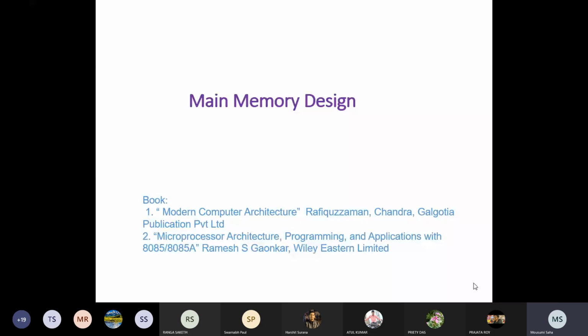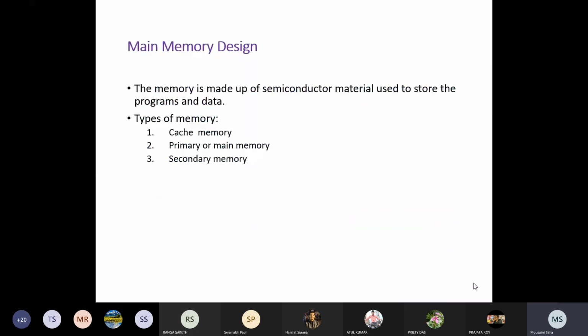Now you know what is the function of the memory. Memory basically stores the programs and data, and you have different types of memory. Here I have considered, suppose, cache and primary and secondary. Cache you have already studied a little bit, that is mainly the internal memory of your processor. So initially it was external memory, but in today's technology, you have this memory inside your processor.